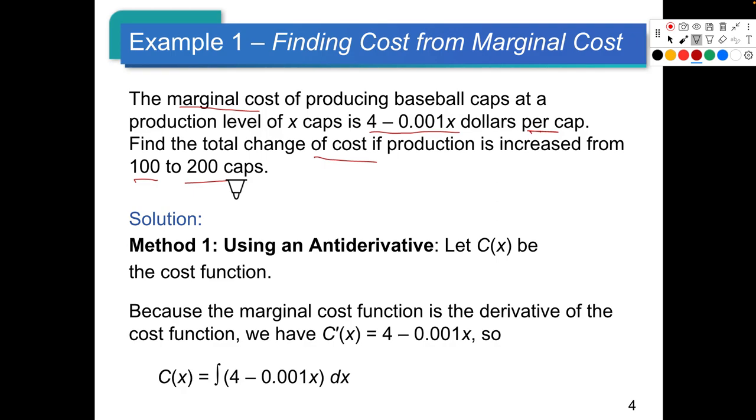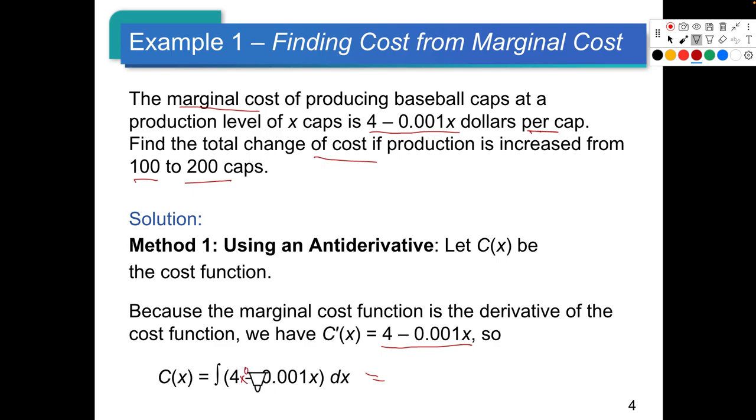We need to integrate. We need to find the antiderivative. We need to find where did this function come from? What was this function before they took the derivative? Okay, so since what we're given, the marginal cost, is a derivative, we will find the indefinite integral by integrating the function 4 minus 0.001x. And if you remember, 4 is like 4x to the 0.